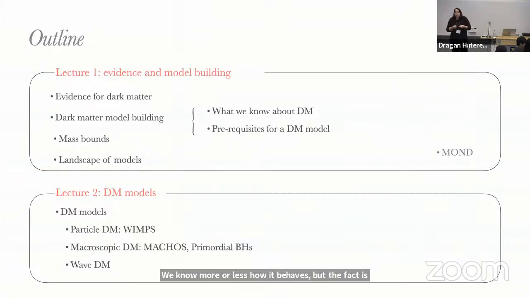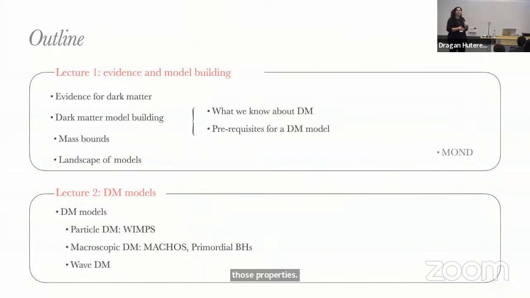We never detected dark matter. We detect its gravitational influence in astrophysics and cosmology. So we infer from observations the properties of dark matter and then try to build models that describe those properties. So the evidences are very important.